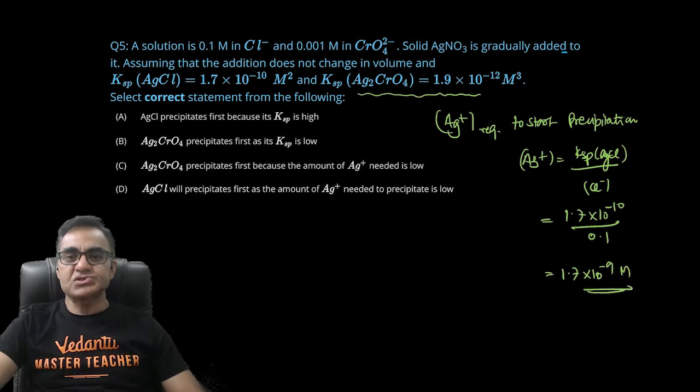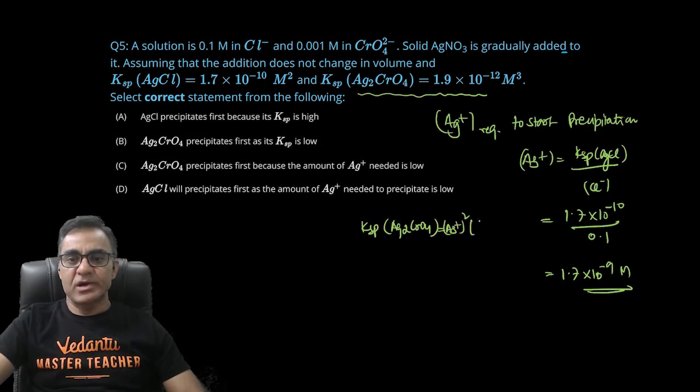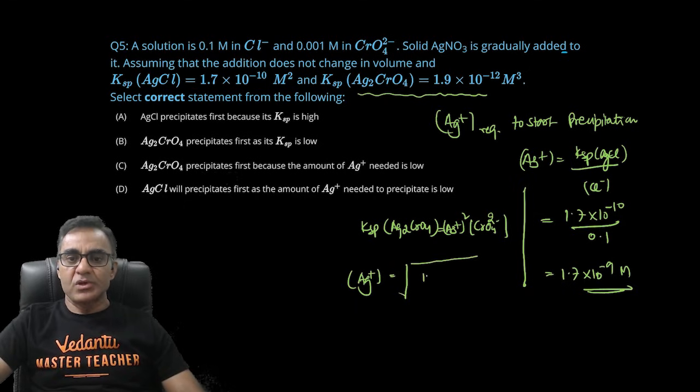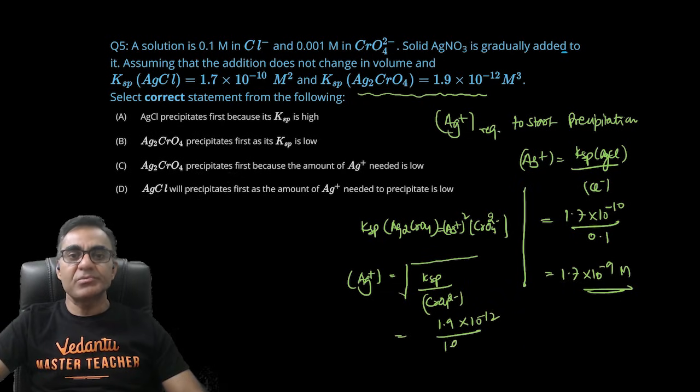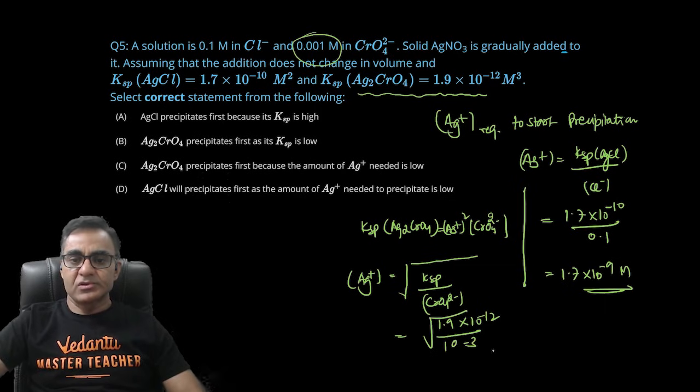अब अगर हम बात करें Ag2CrO4 के लिए, तो I can write Ksp of Ag2CrO4 must be equal to Ag plus concentration square into CrO4 2 minus. तो यहां से Ag plus required for starting precipitation of Ag2CrO4 will be Ksp of this divided by chromate ion concentration और उसका स्क्वायर रूट. Ksp दिया है 1.9 into 10 raised to the power minus 12 upon chromate दिया है 10 raised to the power minus 3 दिया हुआ, देखिए स्क्वायर रूट. तो दिस विल बी रफली 1.9 into 10 raised to the power minus 9.